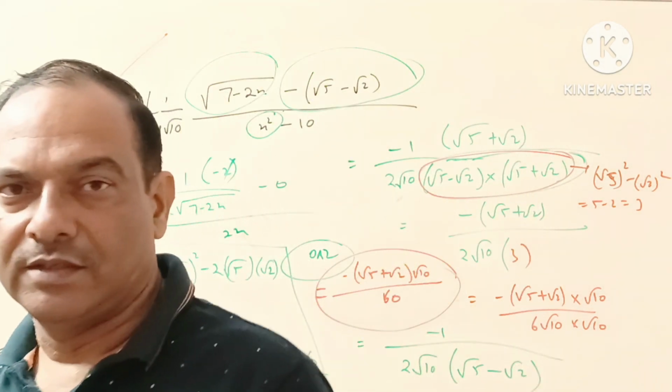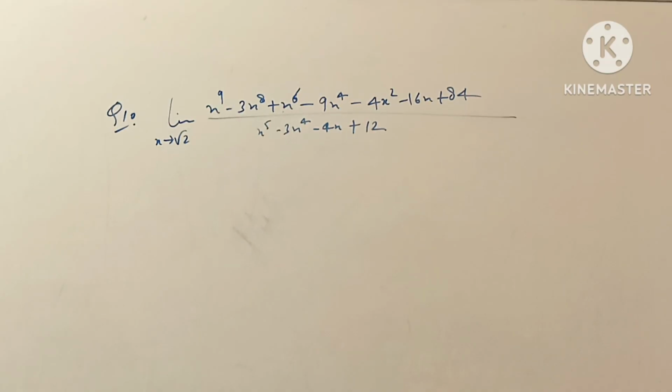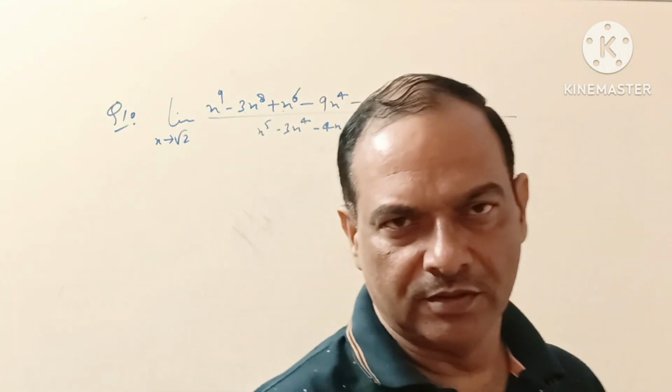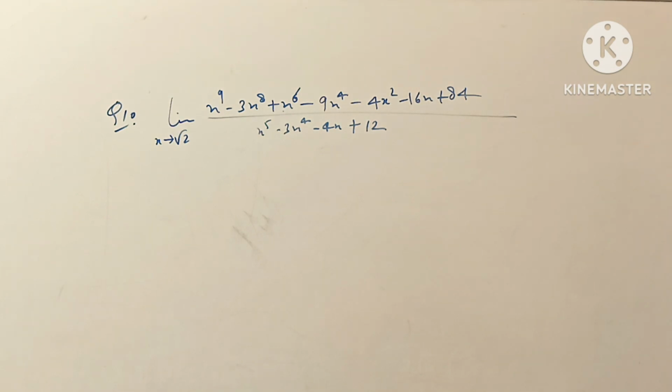I am writing a question for you for homework. This is question number 10, and this is for you to do as homework. Just do this question and let me know the answer. Do the question and write down the answer in the comment box.